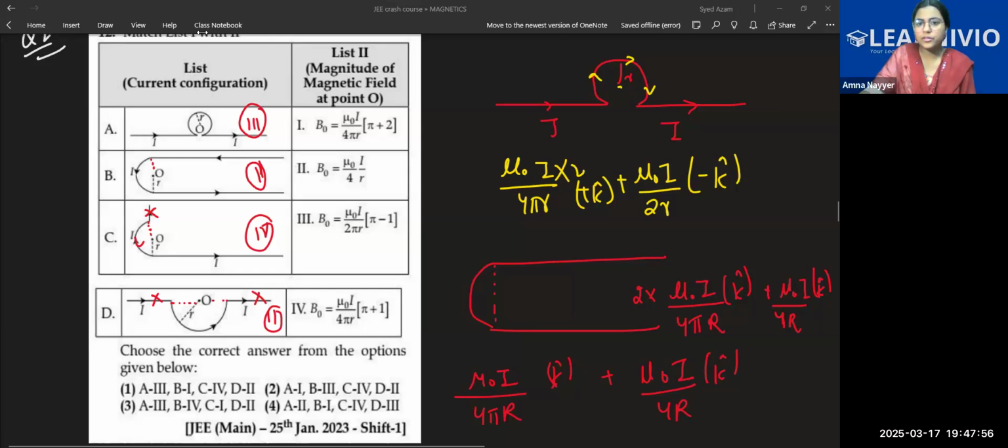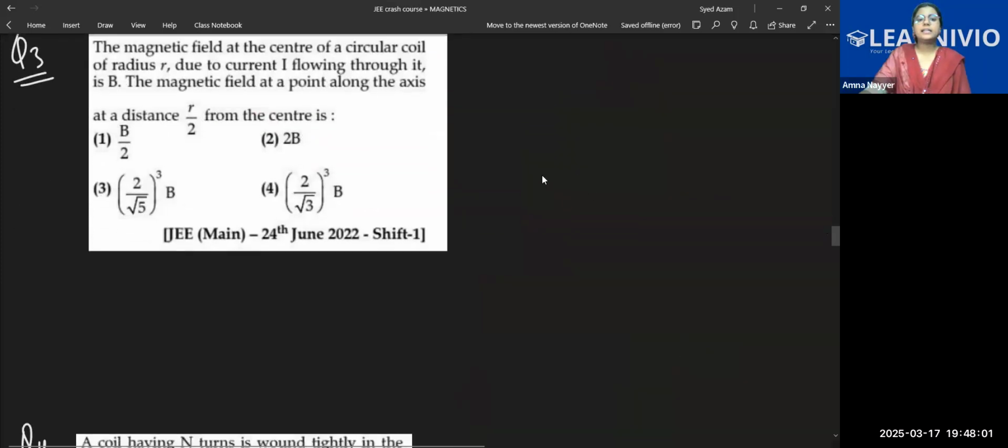Okay, I think both of you have written. Let's see the next question. This says the magnetic field at the center of a circular coil of radius r due to current I flowing through it is B. The magnetic field at a point along the axis at the distance r by 2 from the center is C.